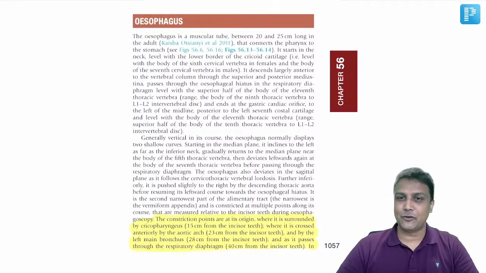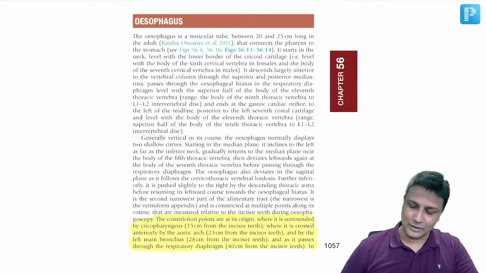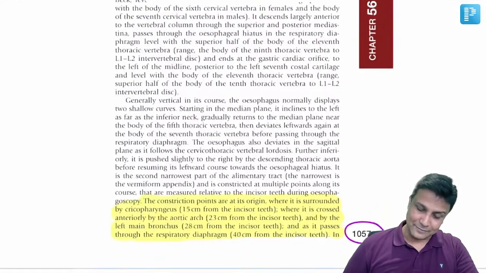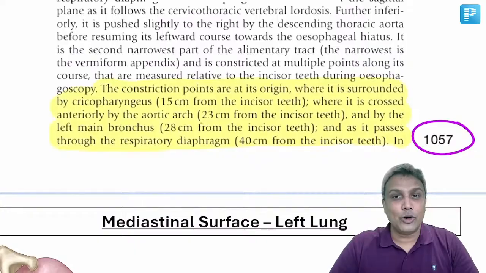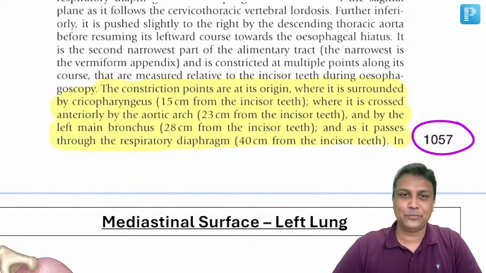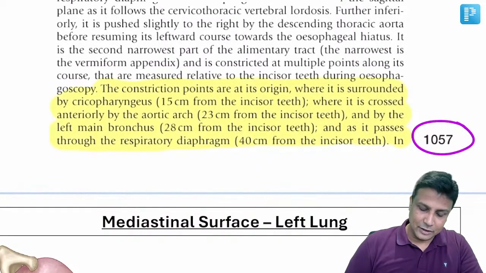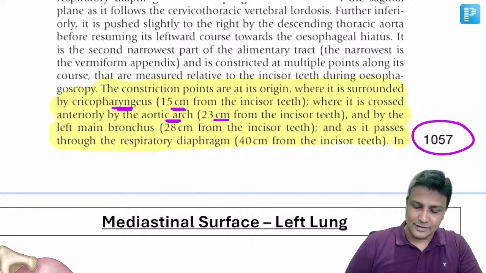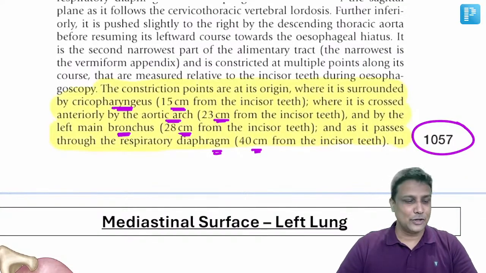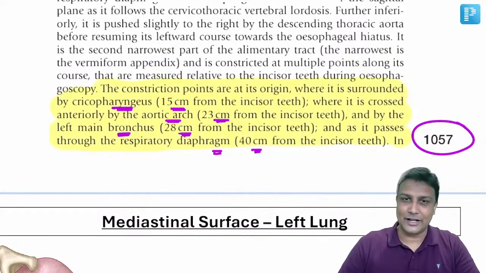This is the screenshot from the 42nd edition of Gray's Anatomy, page number 1057, to be very specific. Yes, it is given that totally 4 constrictions are there in the esophagus. Now, the first one is at the origin where you have the cricopharyngeus muscle, that is 15 centimeters from the incisors. Then when it is crossed by the arch of aorta, it will be 23 centimeters from the incisors. Then the left main bronchus, 28 centimeters from the incisors. And finally, the diaphragm, 40 centimeters from the incisors. So it is very clearly given in Gray's Anatomy. There are 4 constrictions, 15, 23, 28, and 40.